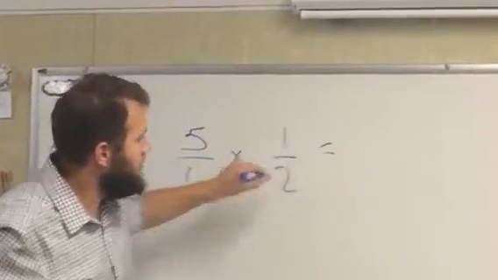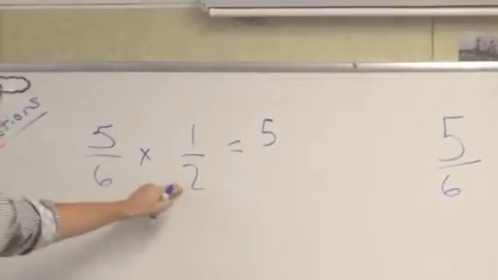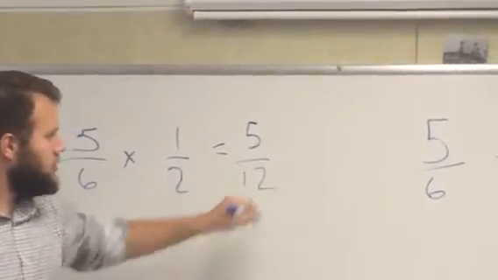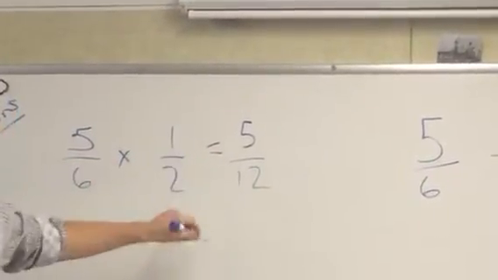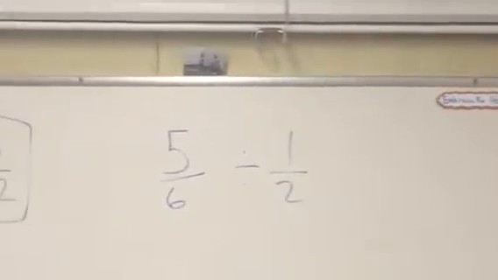So what is 5 times 1? It is 5. And 6 times 2 is 12. And that is it. That's the answer. So we will box it. Let's go over here to a division one.